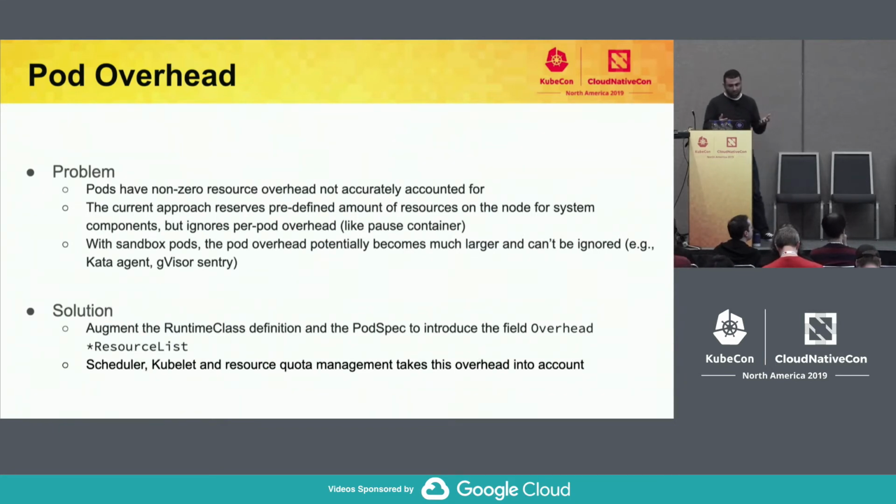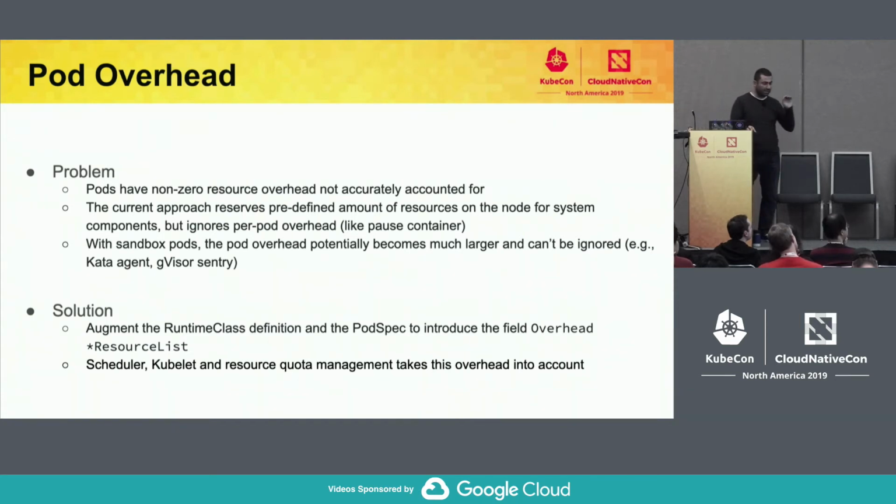But the problem is that we ignore per pod overhead, like the pod controller, as I mentioned before. And now this problem becomes even more complex because we have sandbox pods. Like think about gVisor, Kata Containers. They have their own agents running beside the pod, and those consume resources, but those are not accounted for. And so here comes pod overhead.